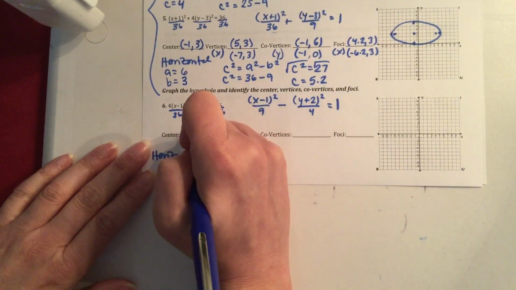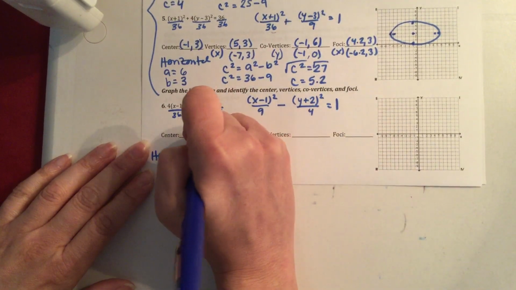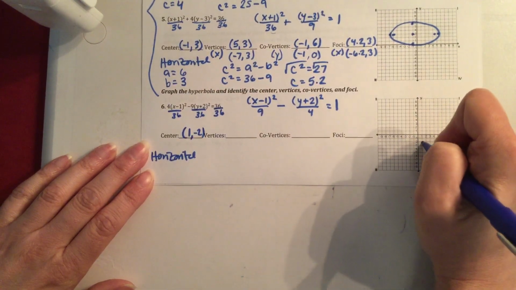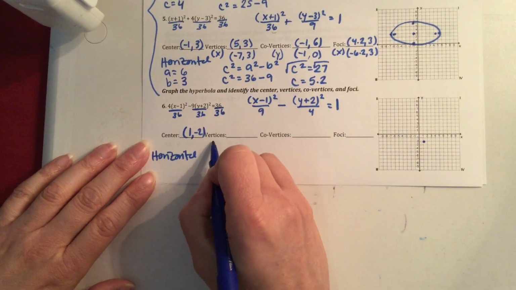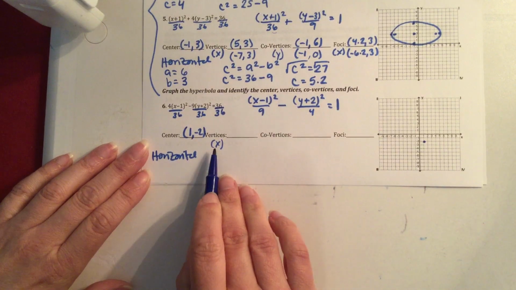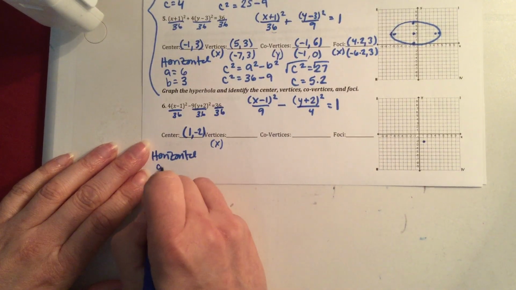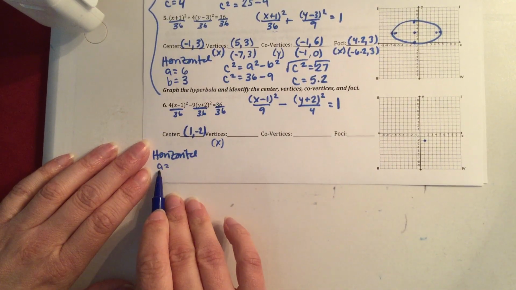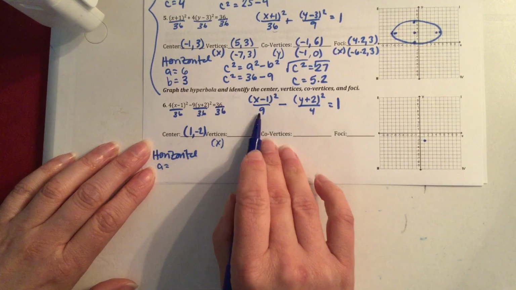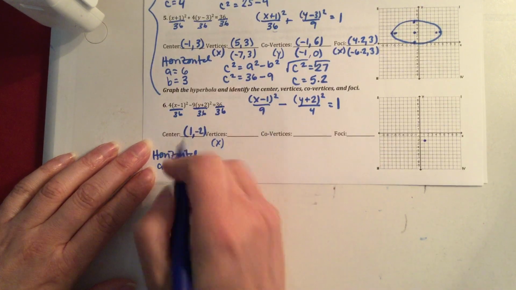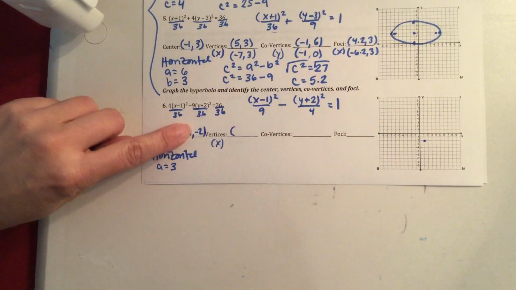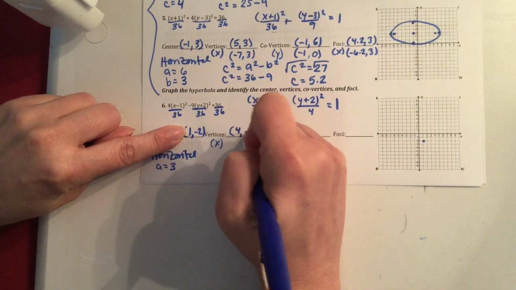Center, what are you subtracting from x? 1. What are you subtracting from y? -2. So right 1, down 2. Vertices, it's horizontal, so I have to change the x value from the center. You do that by adding and subtracting a. With the hyperbola, a is the square root of the first denominator. The square root of 9 is 3. So if I take 1 plus 3, it's 4, -2.